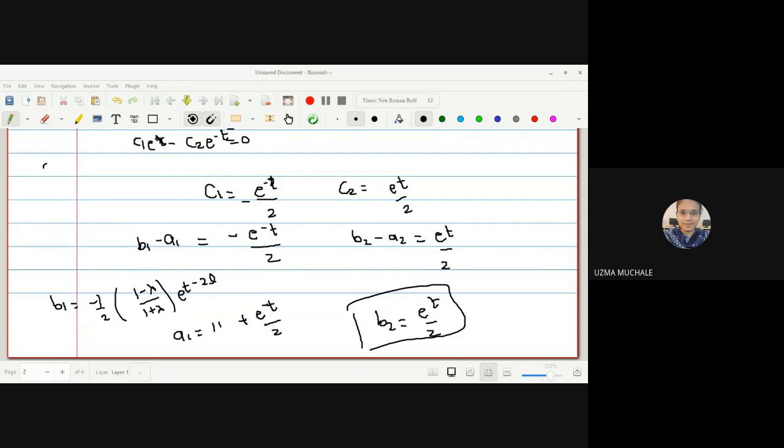Now you can construct the Green's function. Many more examples are there. You have to solve those examples for constructing the Green's function.